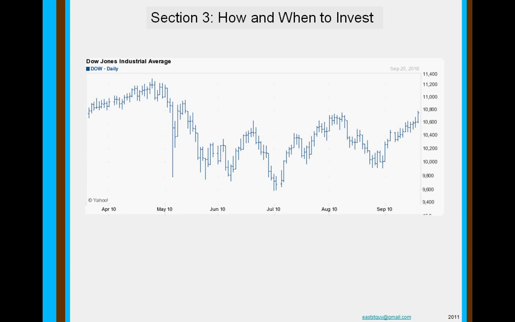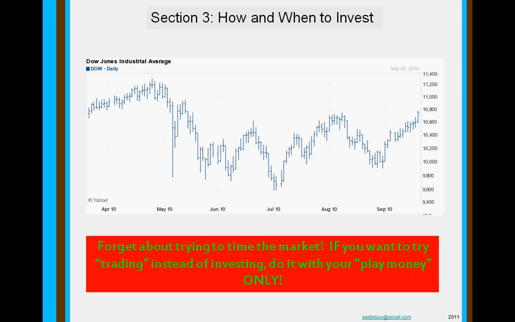The reality is that timing the market is really hard because of two emotions, fear and greed. So for the sake of time, let's assume you understand that if you want to try trading instead of investing, then you should do it only with your play money. Leave your other asset allocation buckets alone.